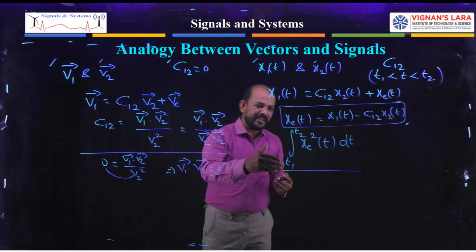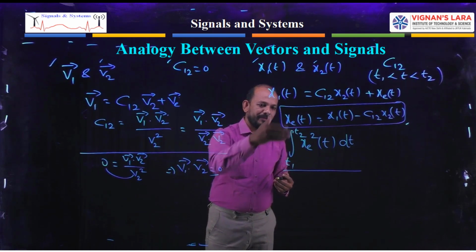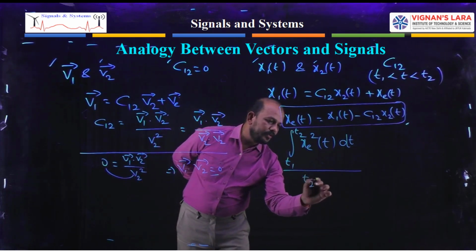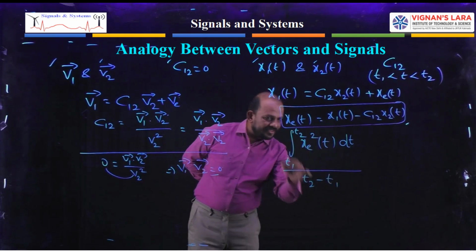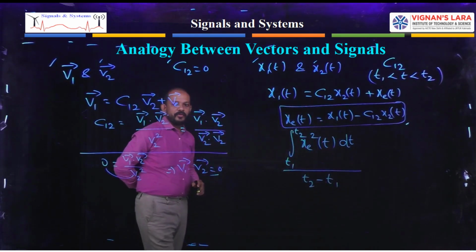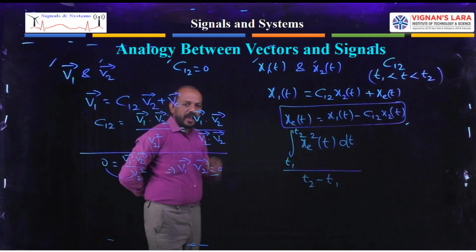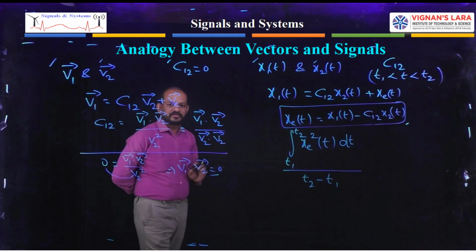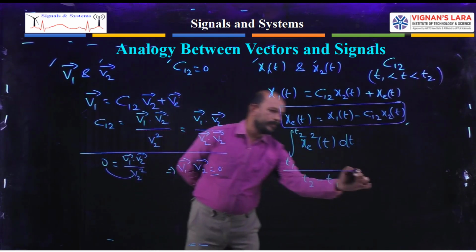Let's take this is 5, this is 15. So 15 minus 5, the total length is 10. In the same way I have to write t2 minus t1. So this is the average of the squared error, the mean square of the error.